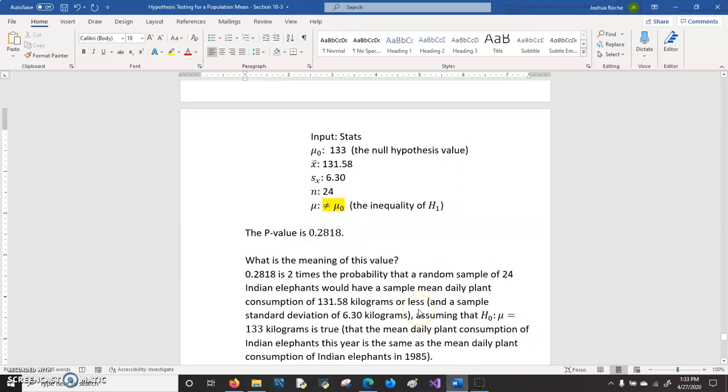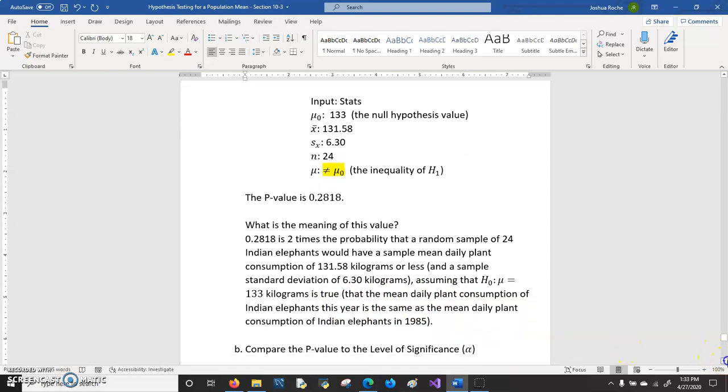So what's the meaning of this p-value? Well, it's 2 times the probability that a random sample of 24 elephants would have a sample mean of daily plant consumption of 131.58 kilograms or less, and a sample standard deviation of 6.30 kilograms, assuming that the null hypothesis is true. In other words, assuming that the mean daily plant consumption of elephants this year is the same as what it was in 1985.